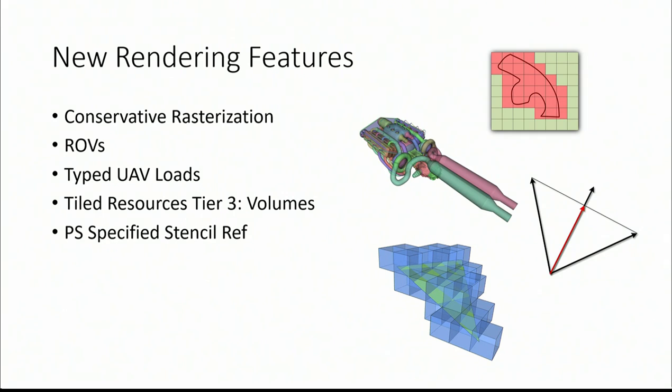Last fall, around September, I revealed some of the new rendering pipeline features in Direct3D12. They're also available in Direct3D11.3 as well. Features are conservative rasterization, rasterizer order views, typed UAV loads, tiled resources tier 3 for sparse volumes, and one thing we haven't talked about yet is the pixel shader specified stencil ref. So these are incredibly powerful and useful new capabilities in the rendering pipeline.